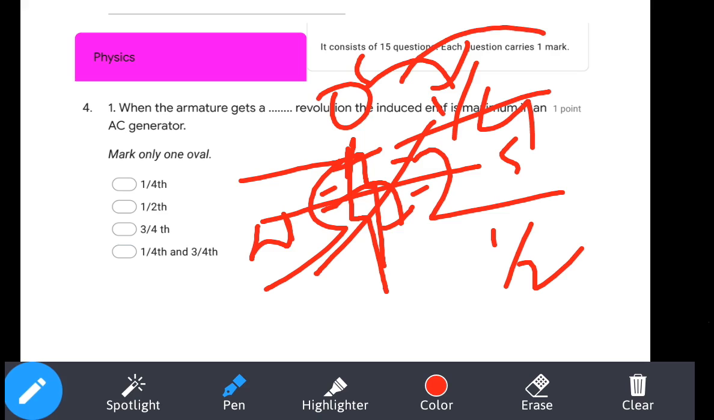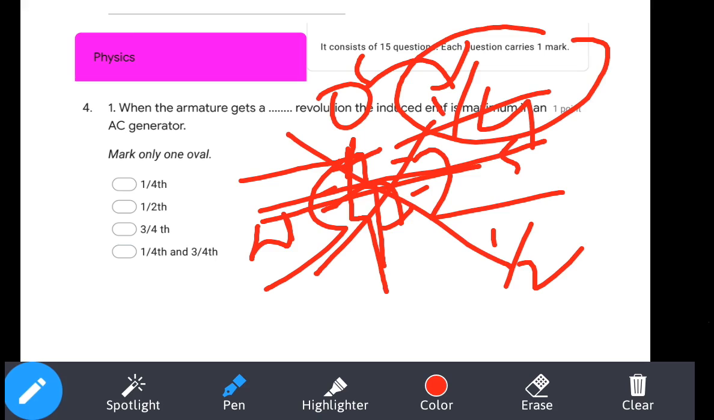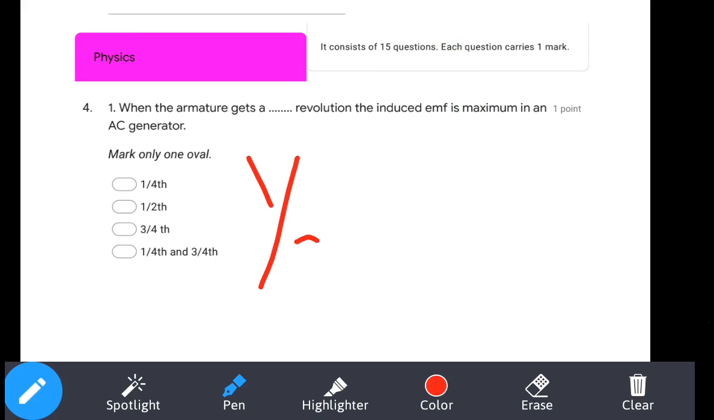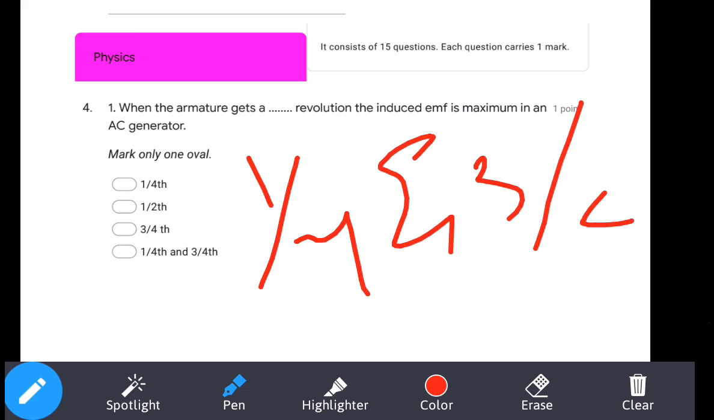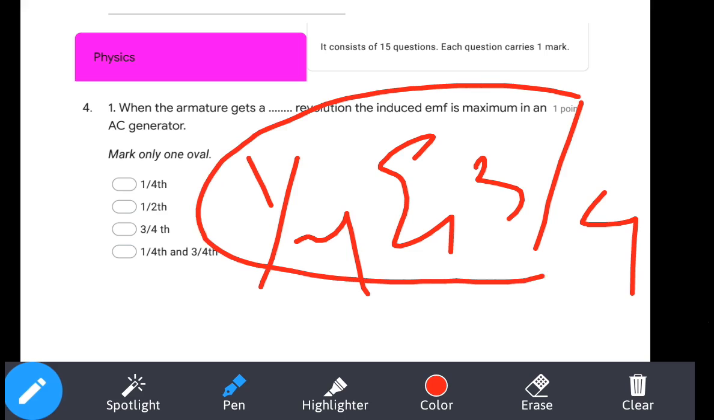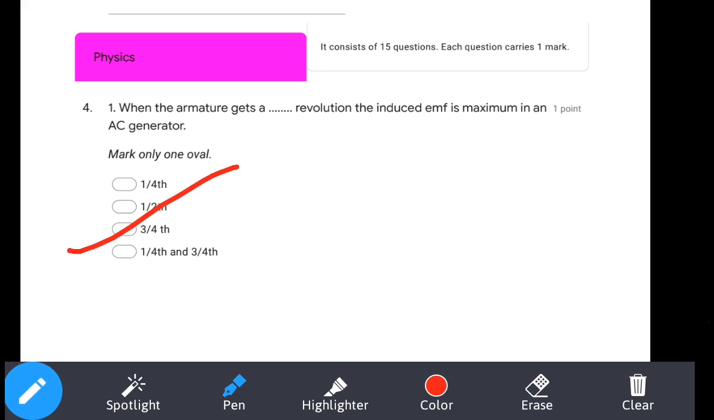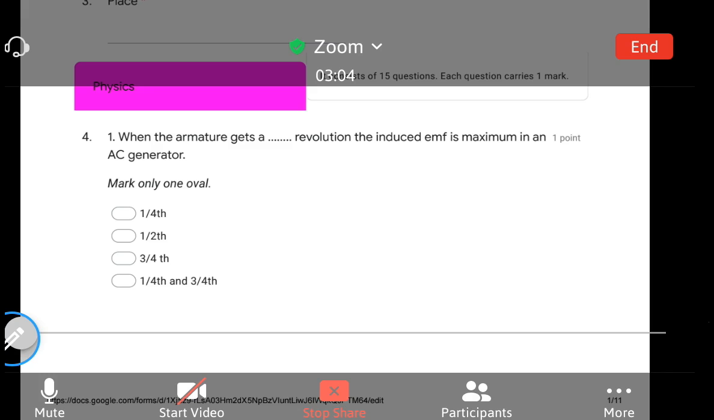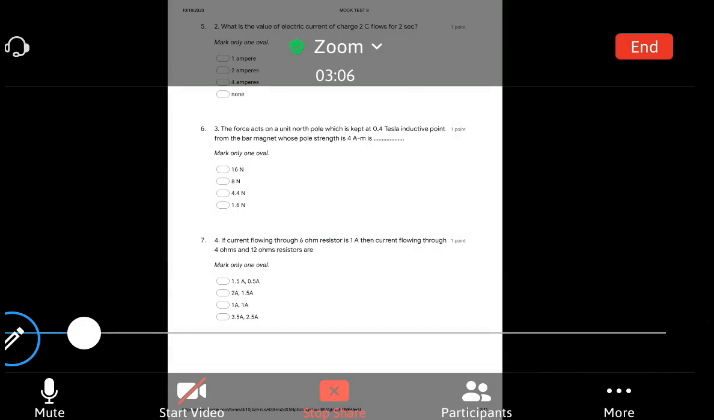What we can say is the 3/4 position. When it comes to half, it will be less. Again, this position is our 3/4 position. So at 1/4 and at 3/4, the maximum number of field lines will be cut through the conductor. So we can say that the maximum induced EMF will be at 1/4 and 3/4 of its position. Option number D is our answer. Okay, let's see the next question. Only one question is there in that page.